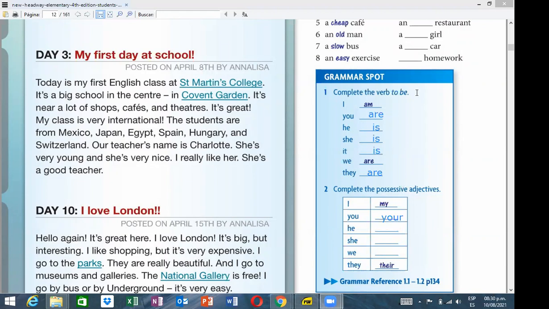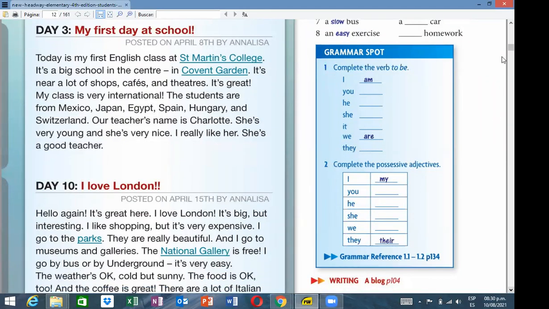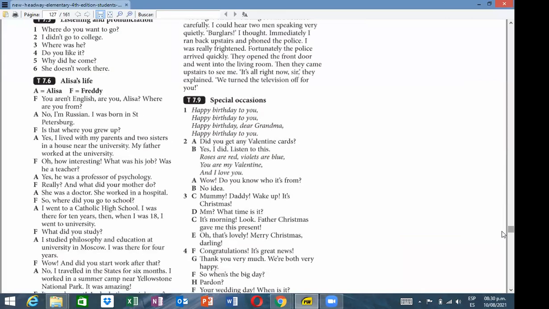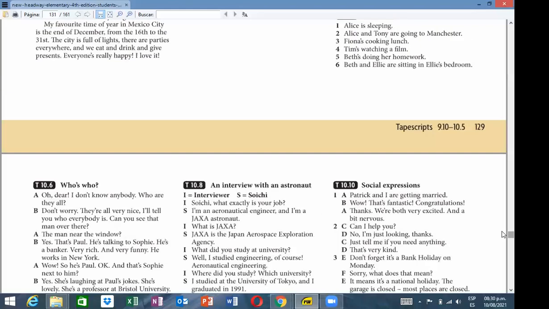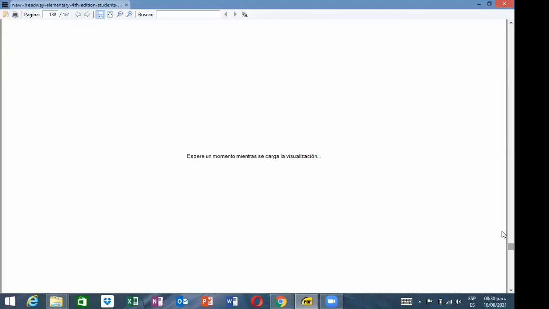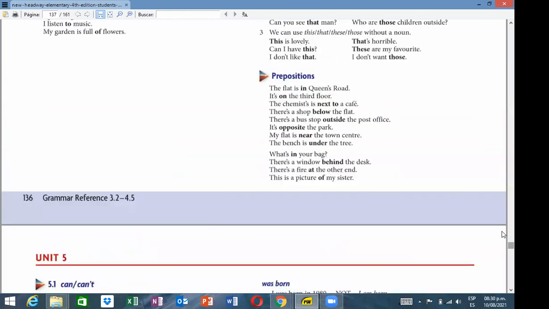Let's go to the grammar reference. Let's go to page 134. Let's remember a little bit about these possessive adjectives. Okay, page 134. Please, let's check. Unit 1.